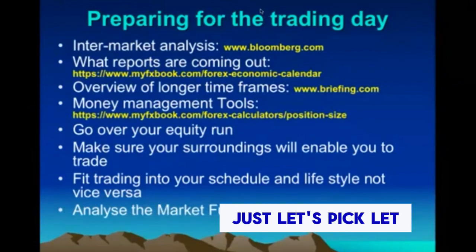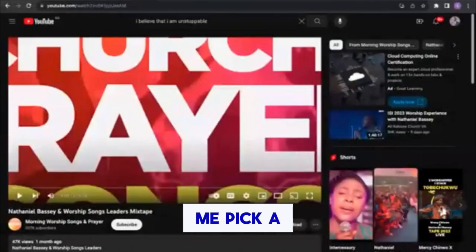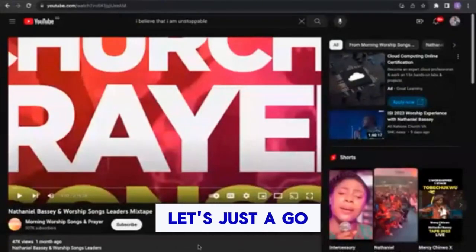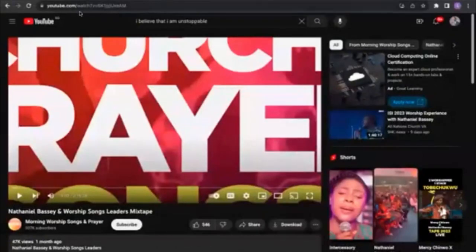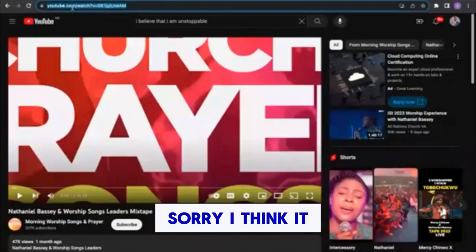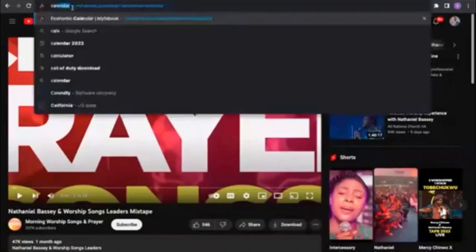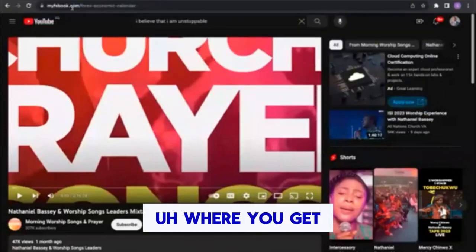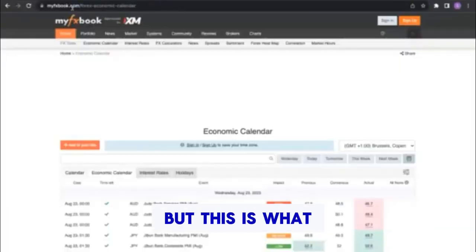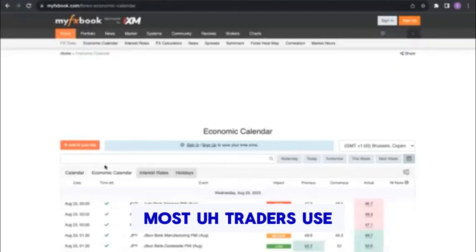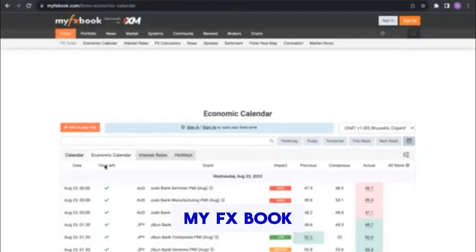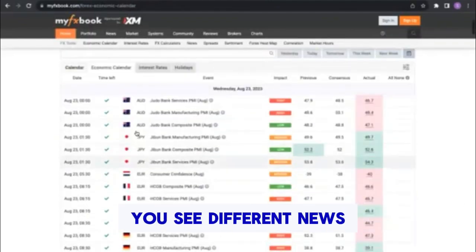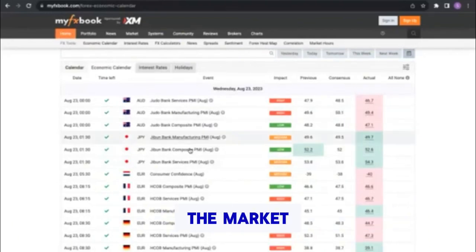Let me put it on calendar. We have different calendars where you get the news from, but this is what most traders use, MyFXBook. Now, in this place, you see different news that is coming to the market.